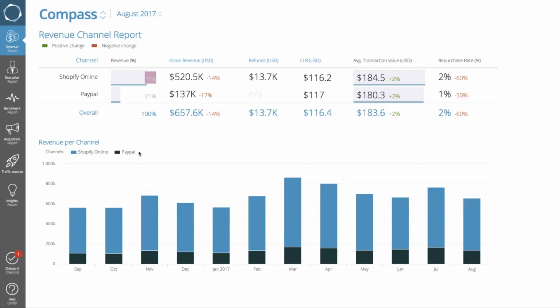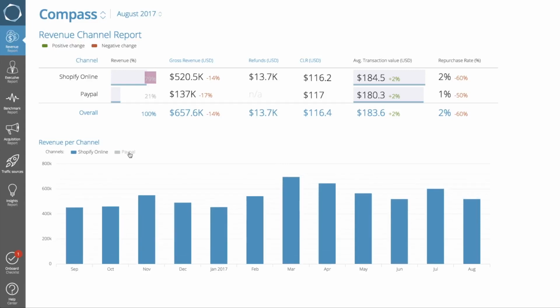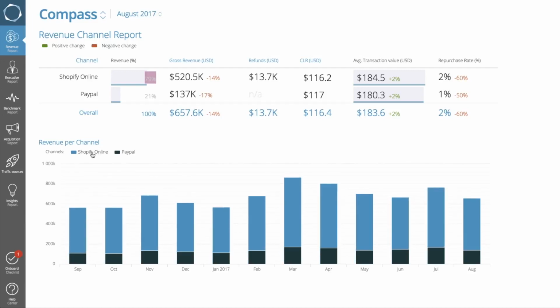At the bottom, you have a nice visual representation of the revenue per channel, and you can look at them both or single one out by deselecting one. In this case, you can deselect PayPal and see Shopify online, or vice versa.